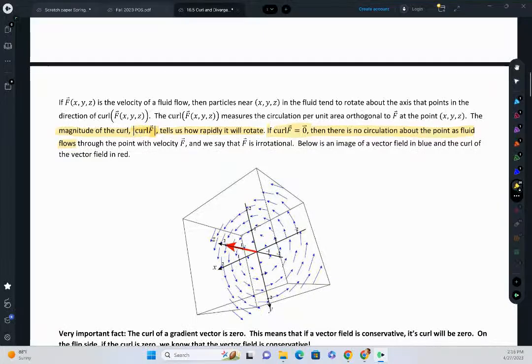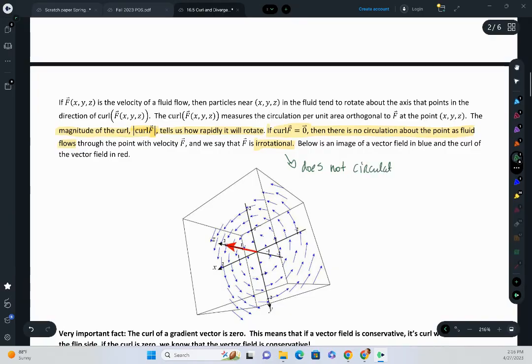When there is no circulation, we say that the vector field is irrotational. Irrotational is such a new and weird word, I like to actually go ahead and clarify it. It means does not rotate, or I should say does not circulate around the point.